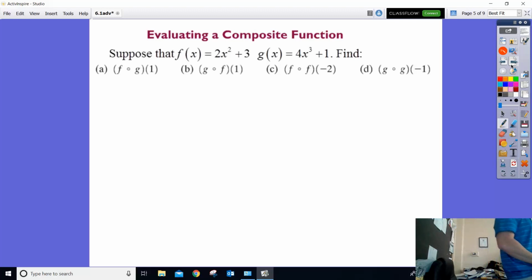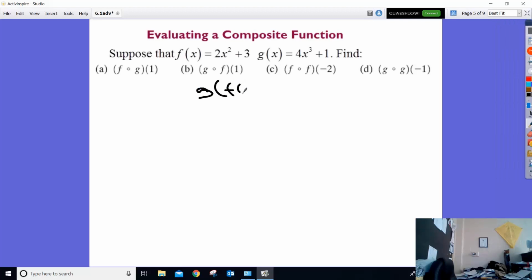All right, find some composite functions. We don't have to do all of these. Let's do B and maybe D. I don't know if you guys do this, but do any of you actually do like I do, and when you see g of f of 1, you rewrite it? No? You don't? I do. I do that because it makes it easier on your memory.